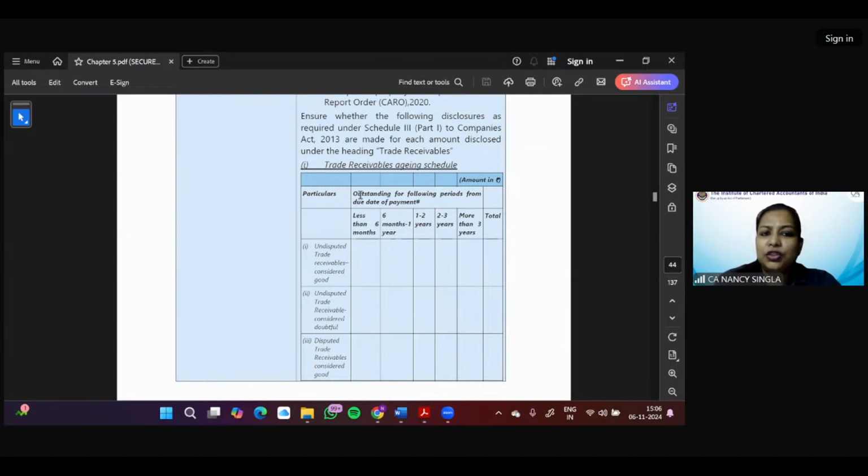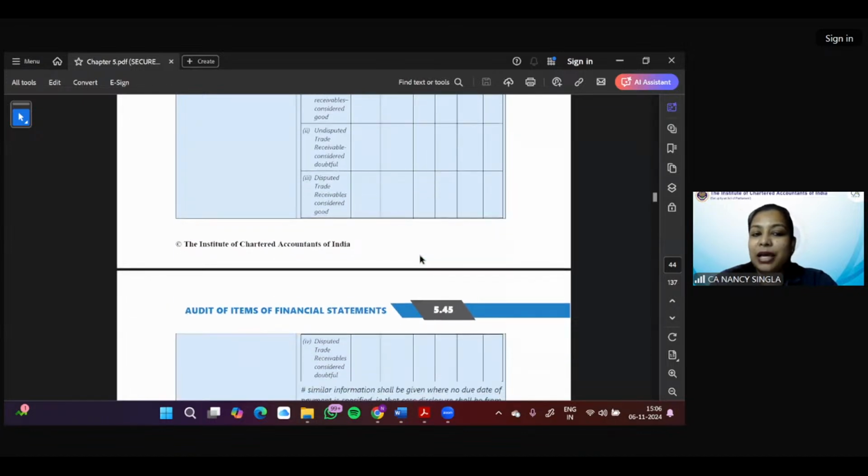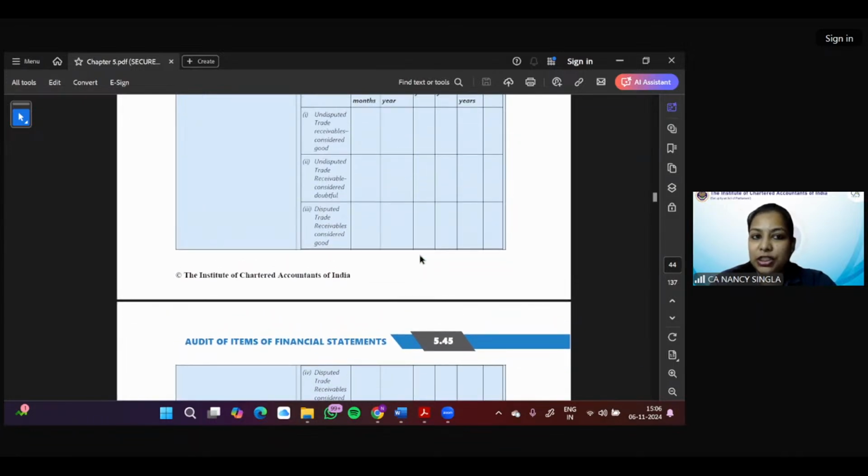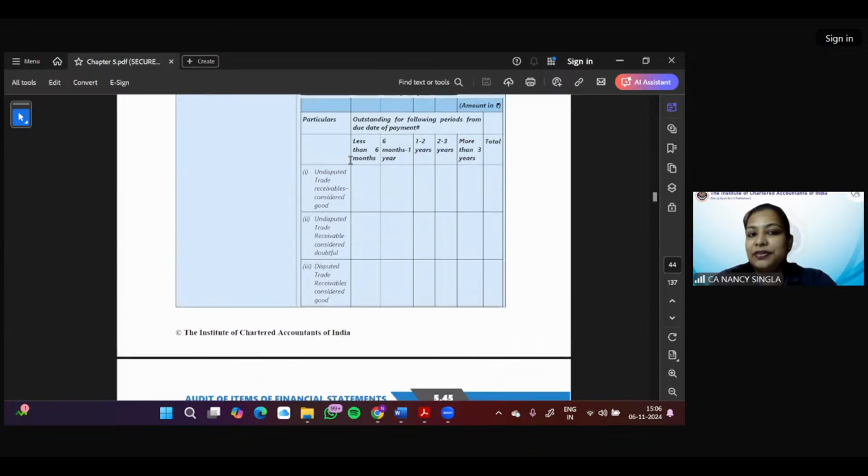Now, what are the particulars? The amount that is outstanding for the following periods from the due date of payment: less than 6 months, 6 months to 1 year, 1 to 2 years, 2 to 3 years, or more than 3 years. And here there is a bifurcation into 4 parts. Undisputed trade receivables, which are considered good. Next is undisputed trade receivables considered doubtful. So under the head undisputed, there are 2 categories, good and doubtful.